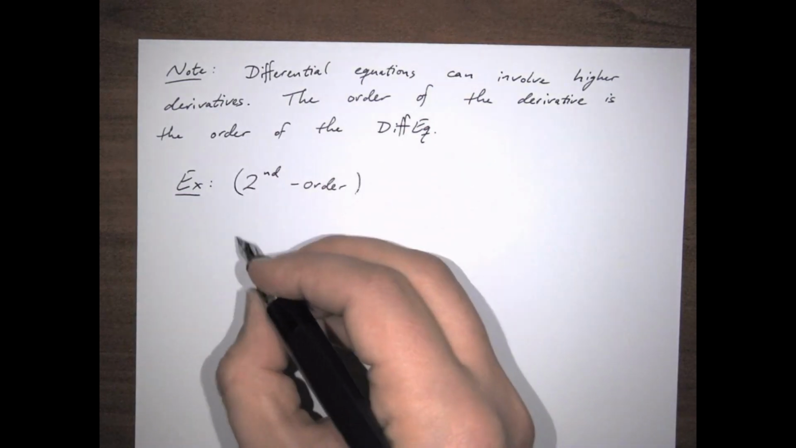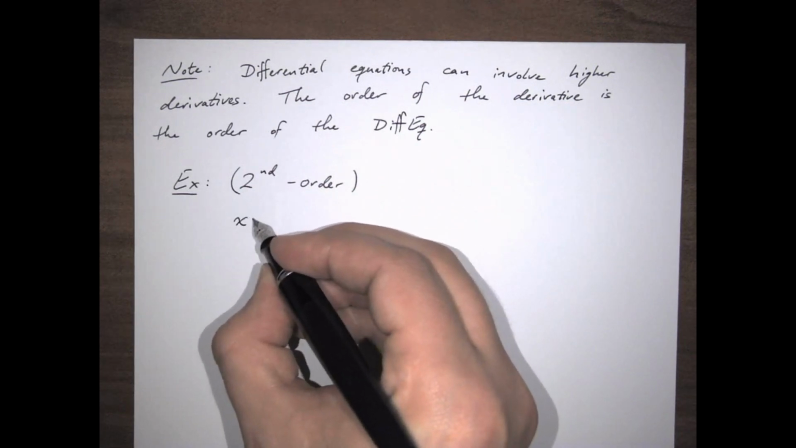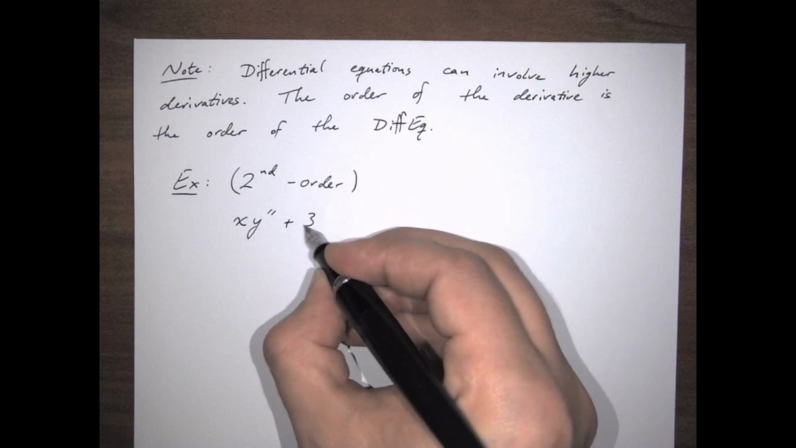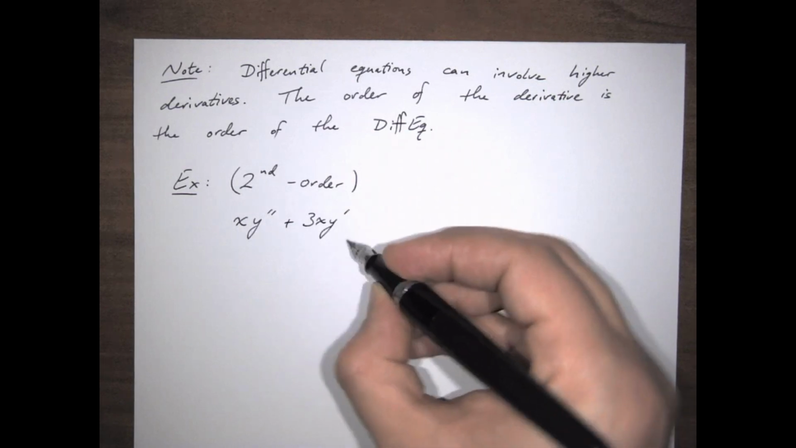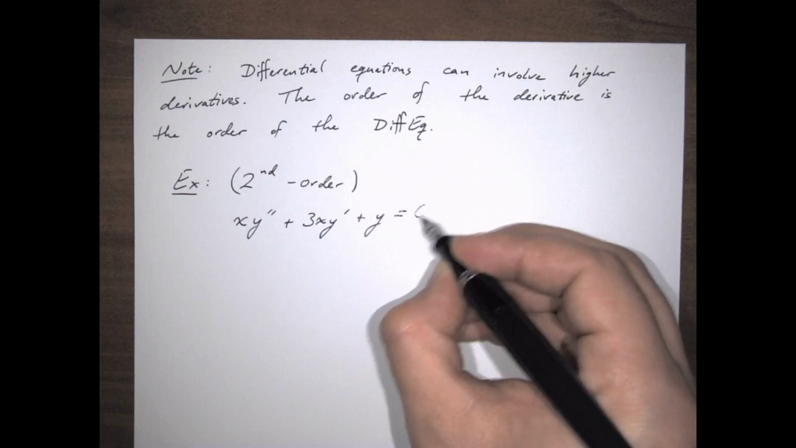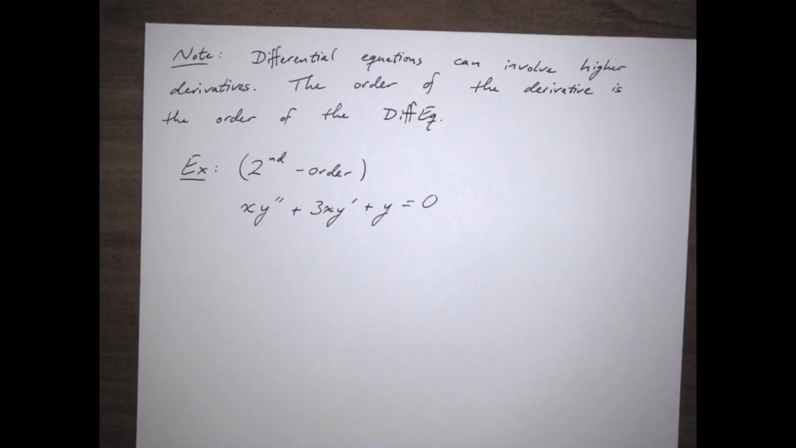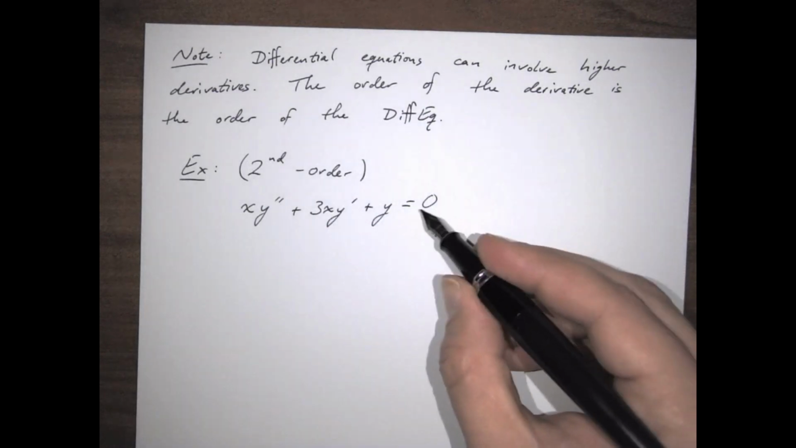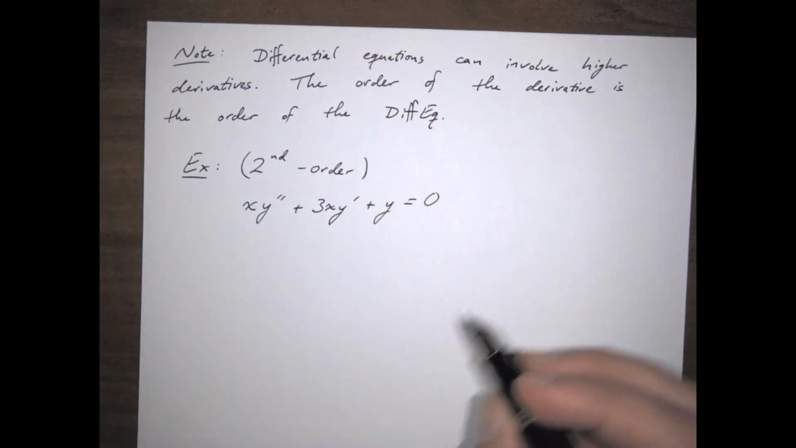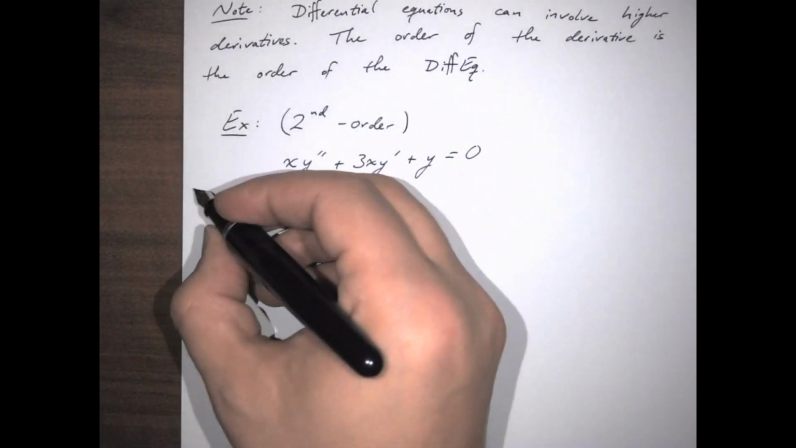It'd be something like x y double prime plus 3xy prime plus y is equal to 0. So you will learn that this is what is called a second order linear differential equation, and in fact it's a homogeneous one, but that's beyond our current interest.